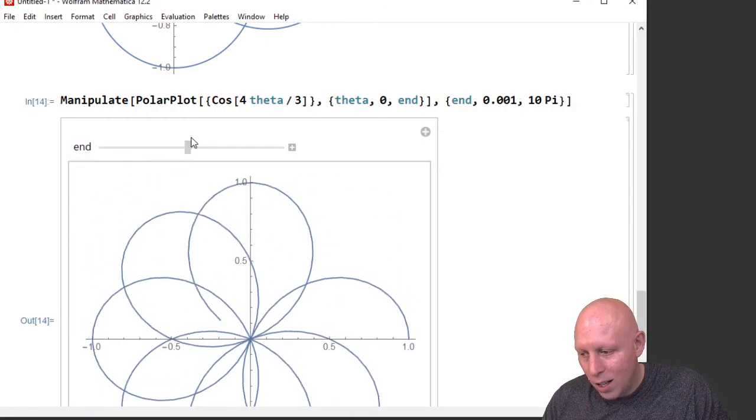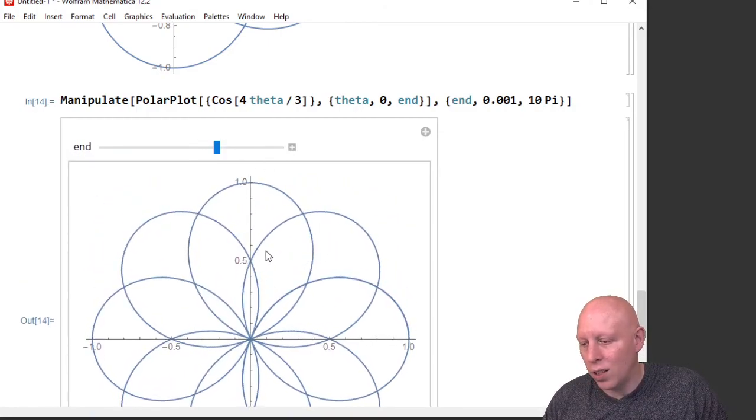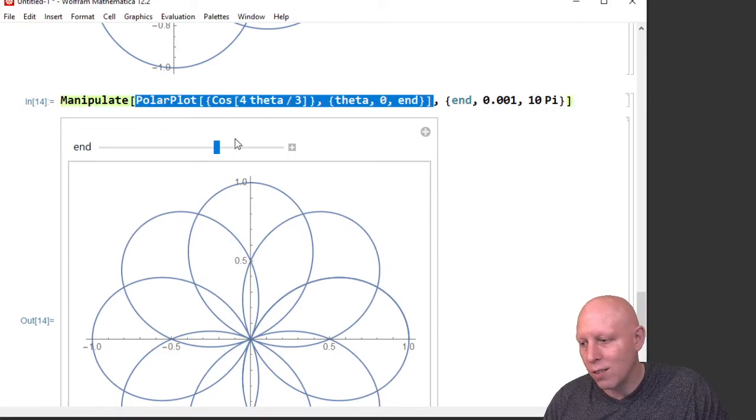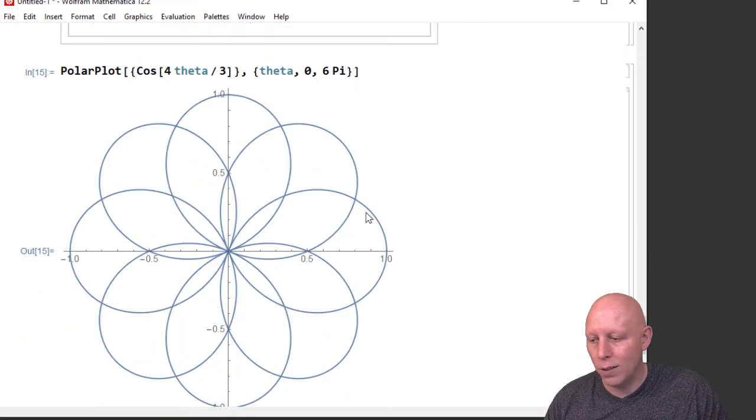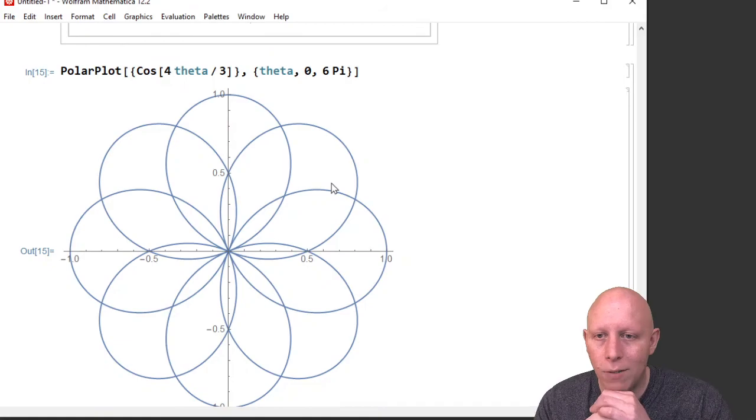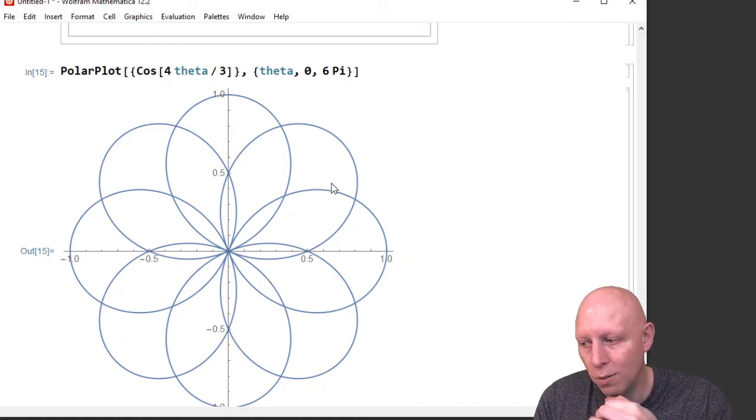And as we calculated in the previous video, the right value for how big this should be is 6 pi. And so that gives us a graph of our polar function, r is equal to cosine of 4 theta over 3.